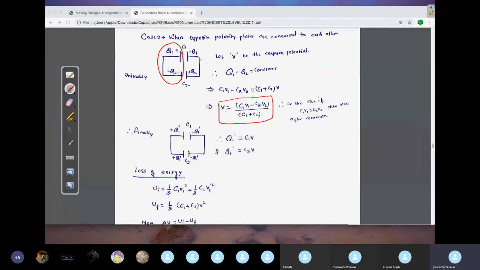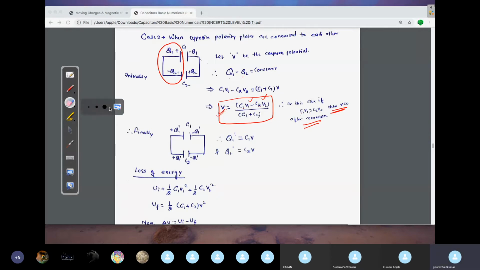Now what you can see here, there's a possibility that if you select C1, C2 such that these two are equal, what will happen? After connecting this, the common potential will become zero also. This is also a very, very important concept. In this case, there is a possibility that after making the connection, the common potential may come out to be zero, under the case C1 V1 equals C2 V2.